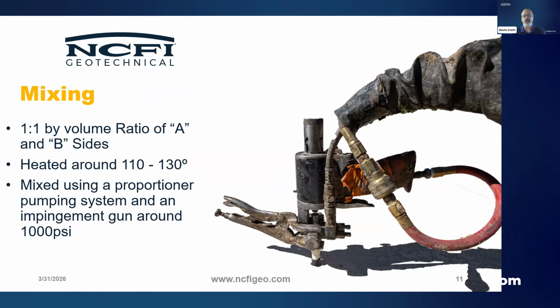And then a proportioner that maintains that 1-to-1 volume is key to making good foam. And we want to make sure that pressure, as you're pulling the trigger or as you're injecting, doesn't drop below 800 PSI if you're using an impingement mixing gun.